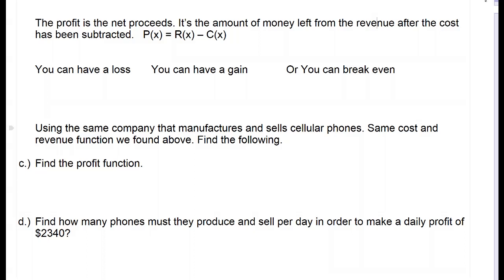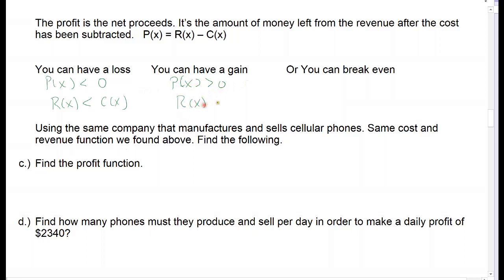With profit, you can have a loss, which means profit can come out negative, which means my revenue is less than my cost in that case. You can have a gain, which is what you want. You want to gain profit, and that means profit is positive. In that case, my revenue, my sales, are bigger than my cost. Or you can break even, which we talked about at the end of the last video. That's when profit is zero, when revenue is exactly the same as cost.